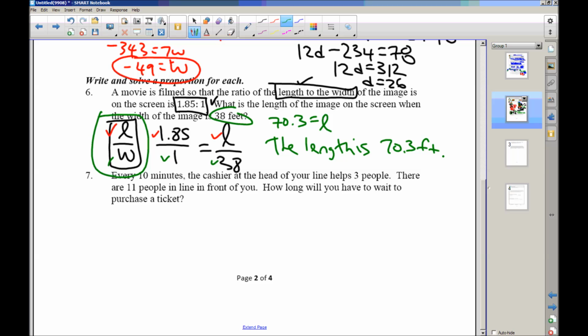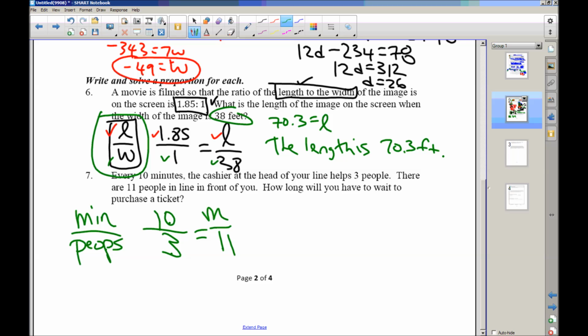Okay? All right, every 10 minutes, the cashier at the head of your line is able to help 3 people. There are 11 people in line in front of you. How long do we have to wait to purchase a ticket? So we are comparing the minutes of waiting to the peeps in line. Okay? So we have 10 minutes of waiting for 3 people. We have 11 people in front of us. We put the 11 down here, and we don't know how many minutes we must wait. We put the minutes on top. That's because our time, minutes went on all of the tops. And our people, 3 and 11, went on all the bottoms.